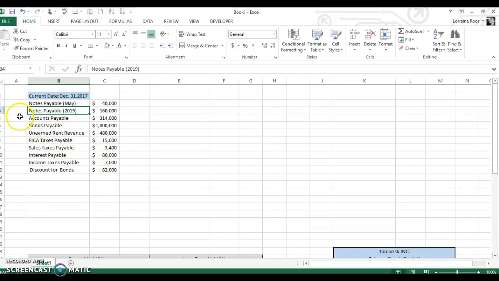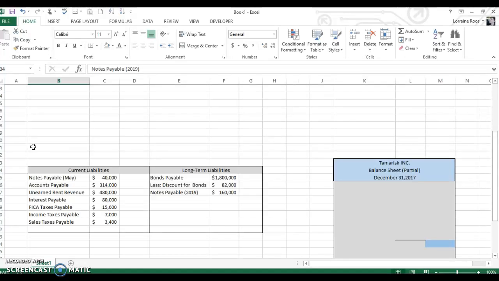One note that I want to make is we have two notes payable accounts. We have one that's due in May, and we have another one that's due in 2019. So the current date in our problem is December 31st, 2017. And so the premise of a current liability is anything that's going to be paid within 1 year. If it's expected to be paid longer than 1 year, even if it's 1.5 years or 1 year and 3 months, it's going to be a long-term liability. So that's why we have two notes payable accounts here.